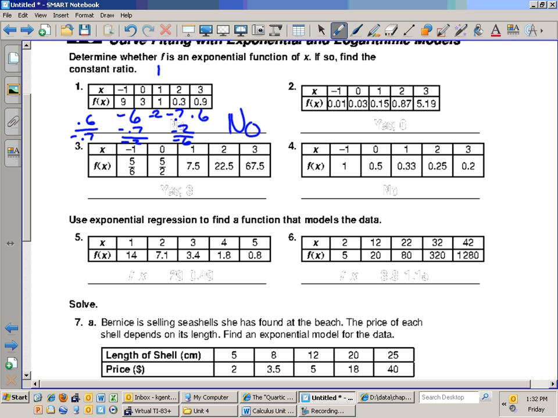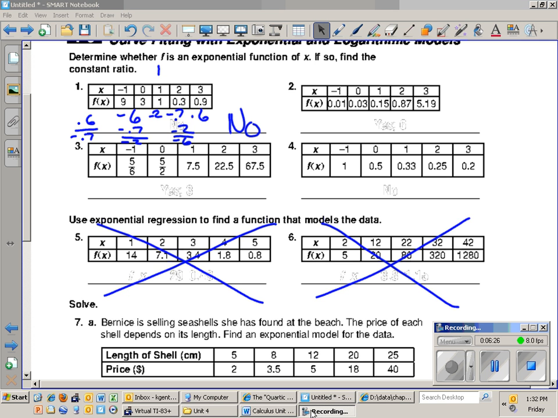I want you to try that for 2, 3, and 4. We are not going to do 5 and 6. You guys know how to plug stuff into your calculator now. But we are going to do example 7, and example 7 works out pretty neat. So try 2, 3, and 4. I'll pause the video.